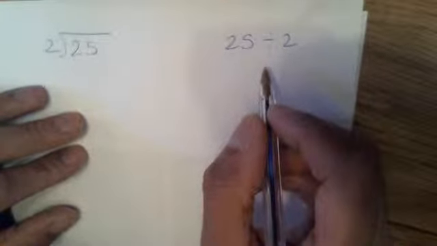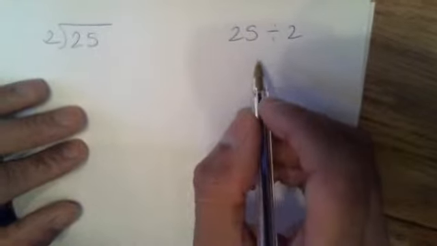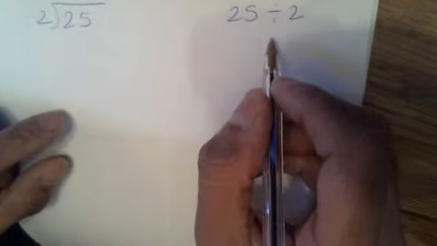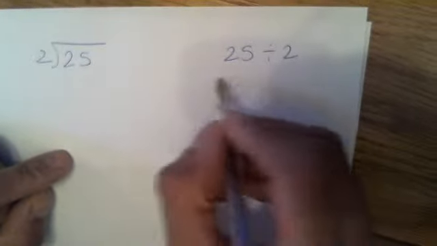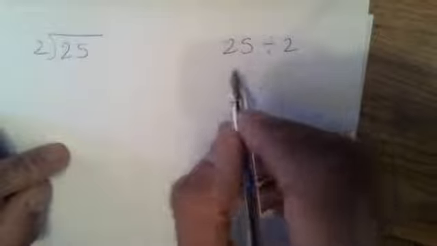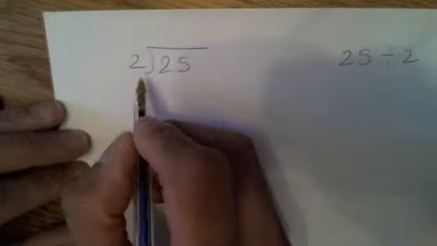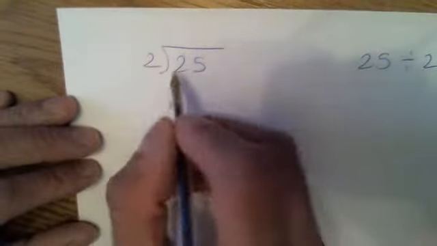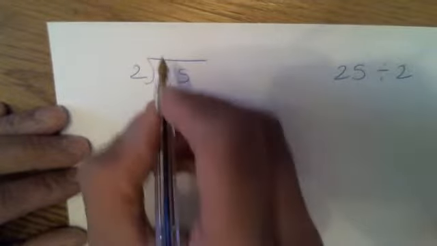Okay, so the question 2,408 divided by 12 is similar to this one. So I'm going to use an easier example, 25 divided by 2. So we can write it out like this. And when we work this out, you think, well, how many 2's are there in 2?